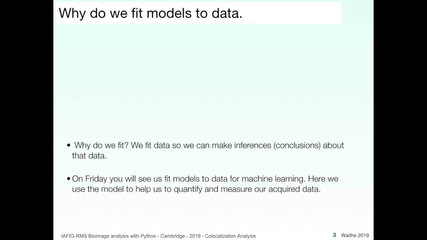So we saw that with Virginia. Also tomorrow you'll see us fit models to data for machine learning. But here we are fitting models to data to understand the data better. So rather than trying to do predictions with these models, we are interested in the parameters of the model because it tells us something about the image and something about potentially the biology of what we've fit the model to. Whereas tomorrow you'll see us doing predictions based on models. There's two different ways of using models.